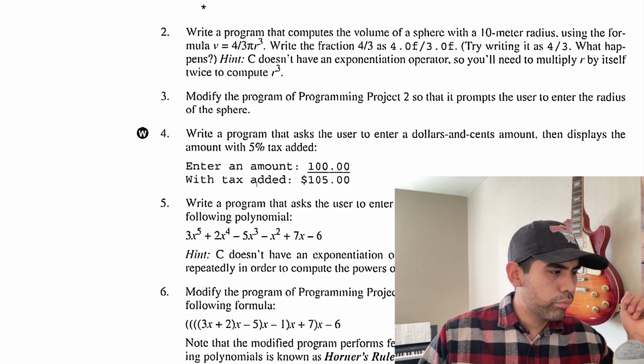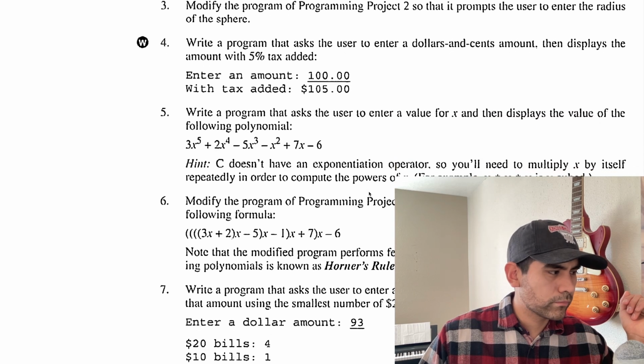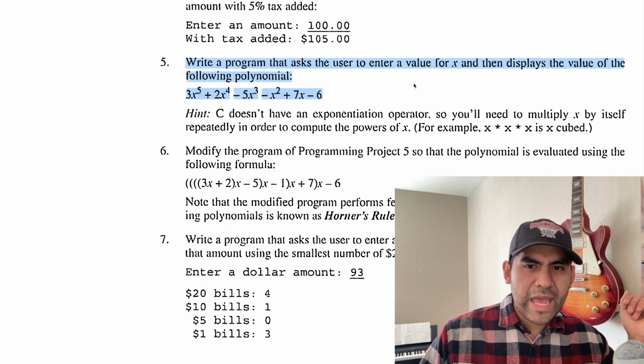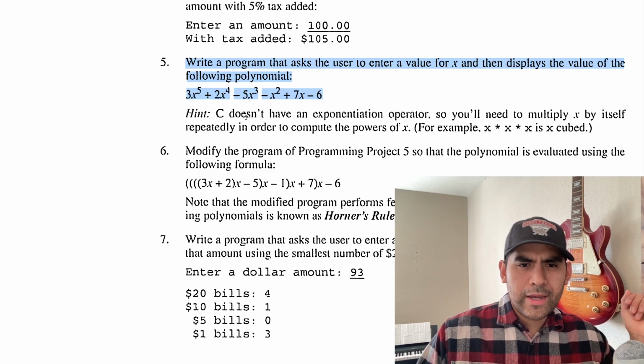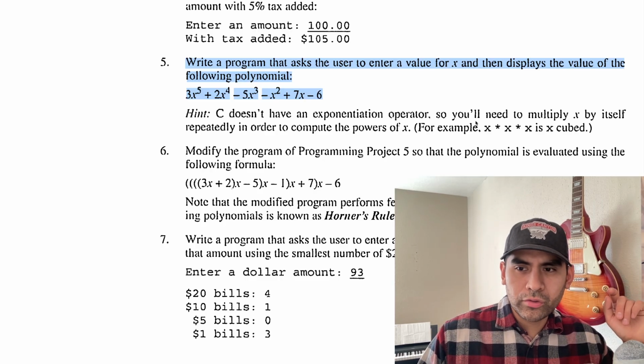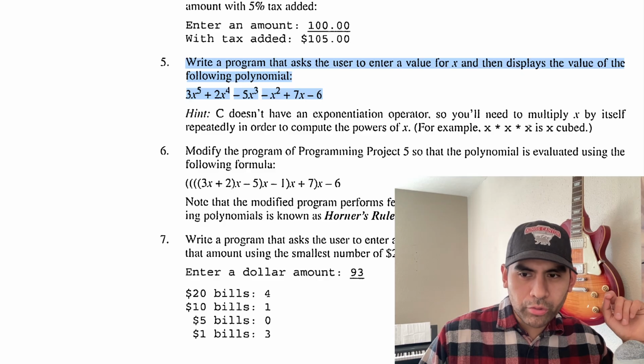All right, so problem number 5 now. Right here. Write a program that asks the user to enter a value for x and then displays the value of the following polynomial. C does not have an exponential operator, so you need to multiply x by itself repeatedly in order to compute the powers of x.